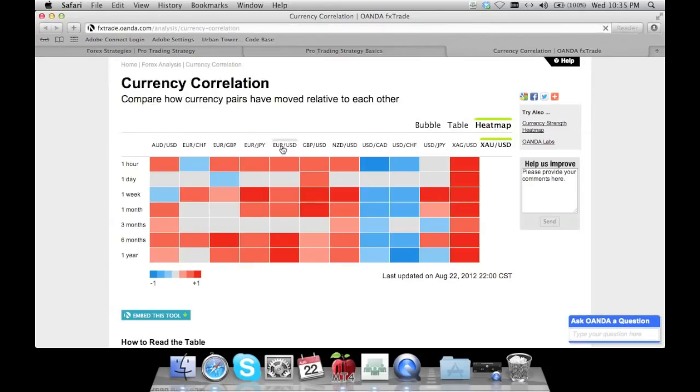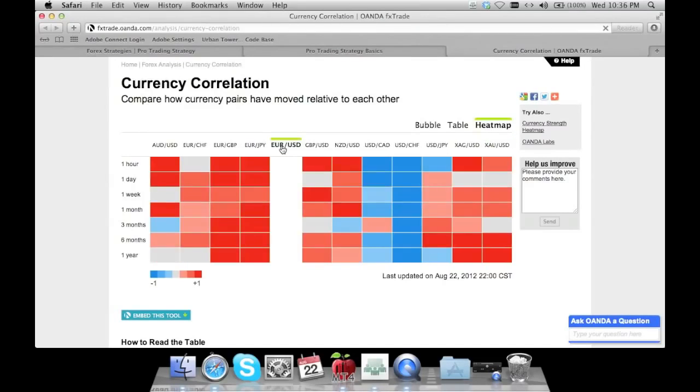For example, if I want to see Euro USD, which pairs correlate with Euro USD? Anything that is dark red, not just from one time but for the majority of the column, means it correlates with the euro dollar. If it's red, it goes in the same direction. If it's blue, it goes in the opposite direction. So Euro USD and Euro Yen go together, but Swiss franc is opposite.